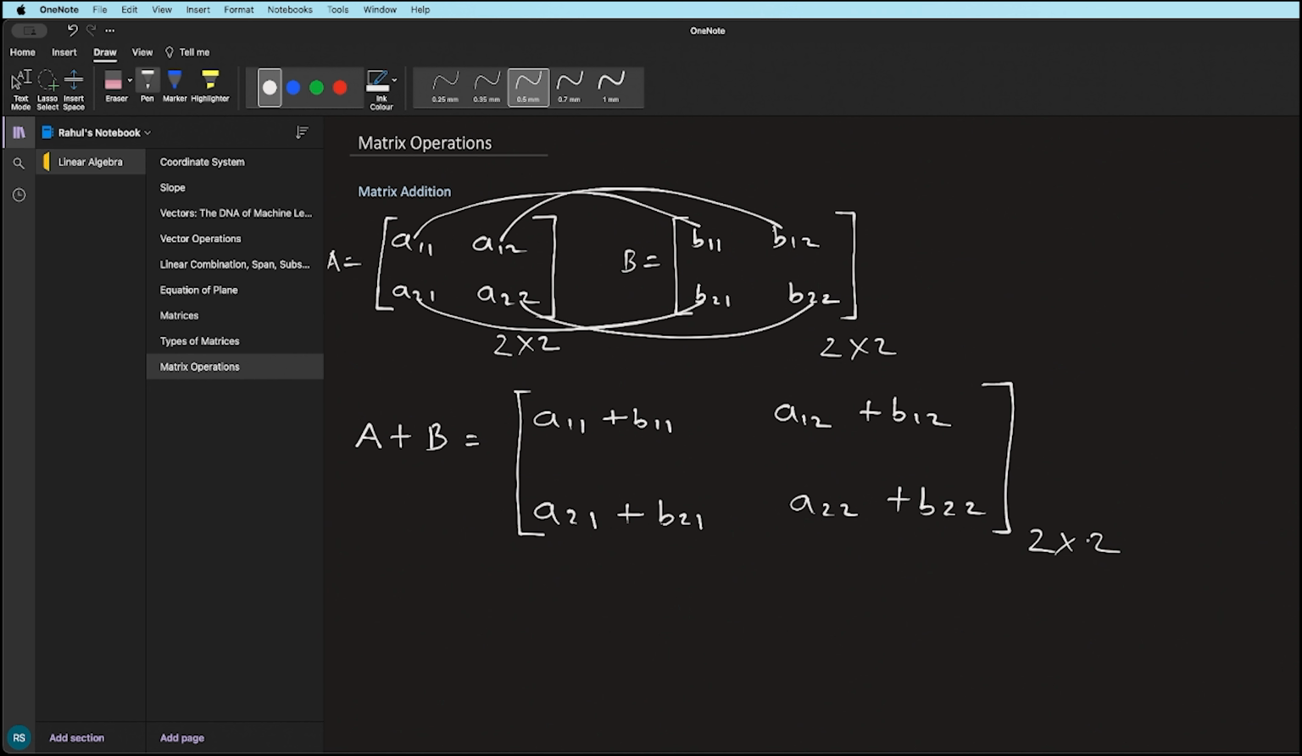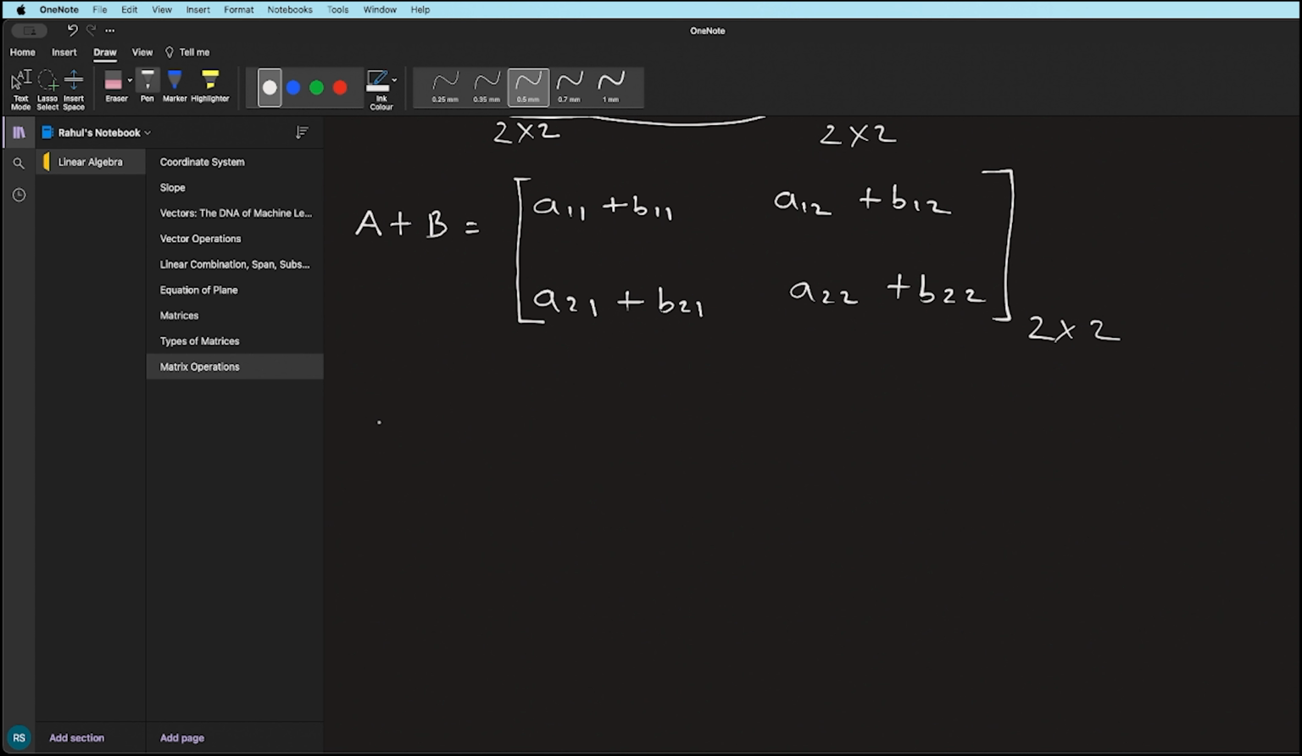So let's understand it by an example. Suppose, let me draw one matrix here. It contains the elements 1, 1 and 2, minus 4. And this is the second matrix: minus 1, 6, 0, 1.